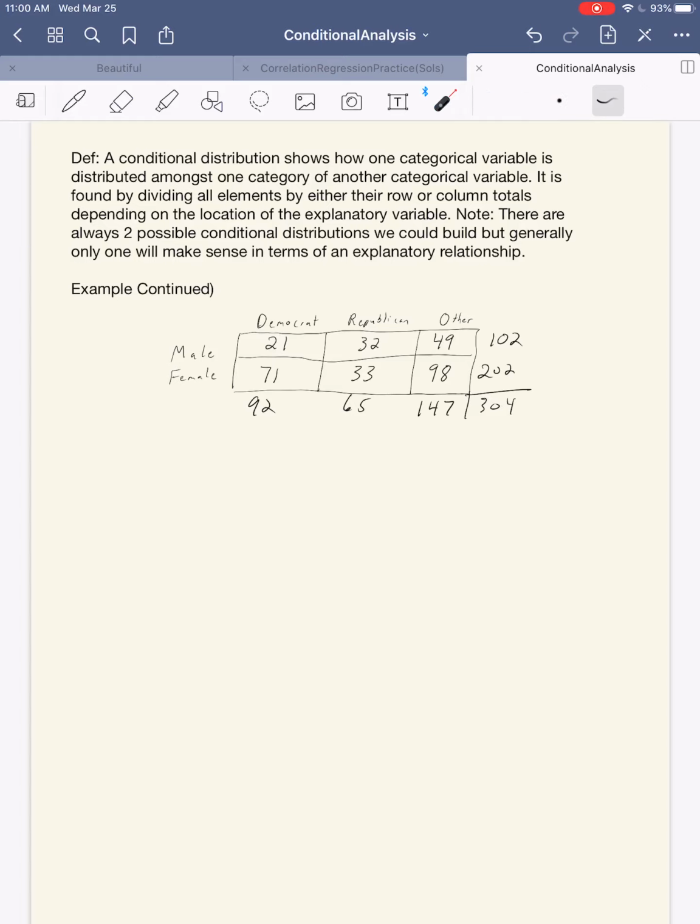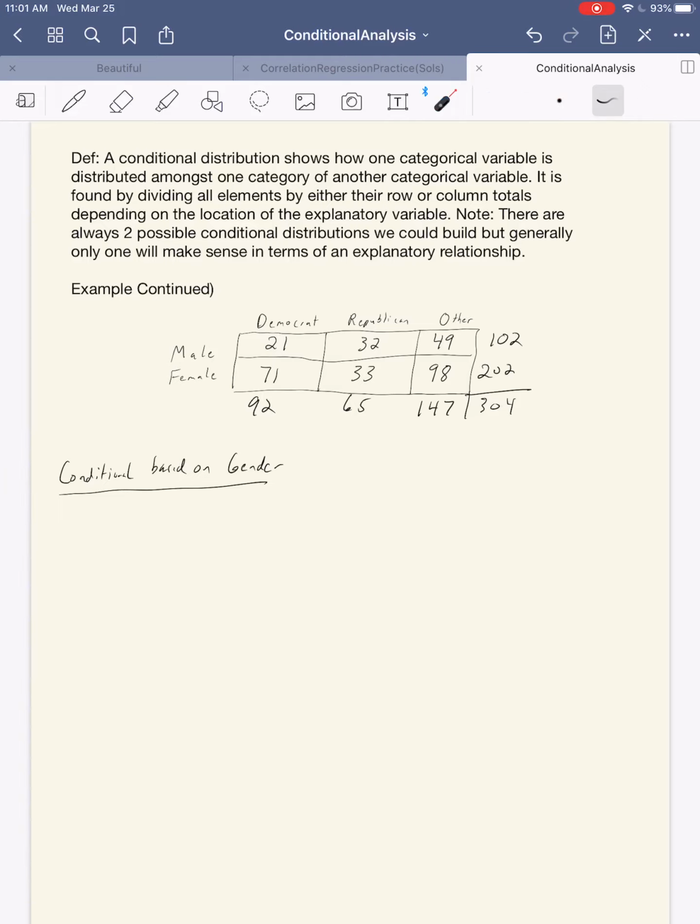If we think about these two variables, gender and political affiliation, we would think that if there is a relationship, gender should be the explanatory and the political affiliation should be the response. It doesn't really make a lot of sense to say that your political affiliation influences your gender, but the other way around does make sense. So let's go ahead and build the conditional based on gender. We're going to build that conditional first.